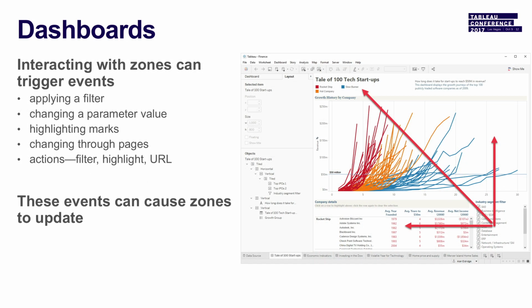So when we talk about these zones, interacting with these zones can trigger events. That could be something like applying a filter, changing a parameter, or an action, like I highlight something. When I interact with these things, these events will cause other zones to update. So we know that when I change a filter, if it's applied across multiple sheets, I can have the whole dashboard respond to the change of that filter. And so we need to, again, understand the scope of impact that this can have.